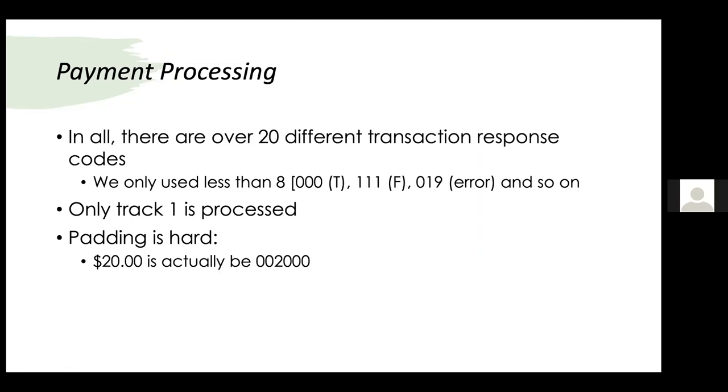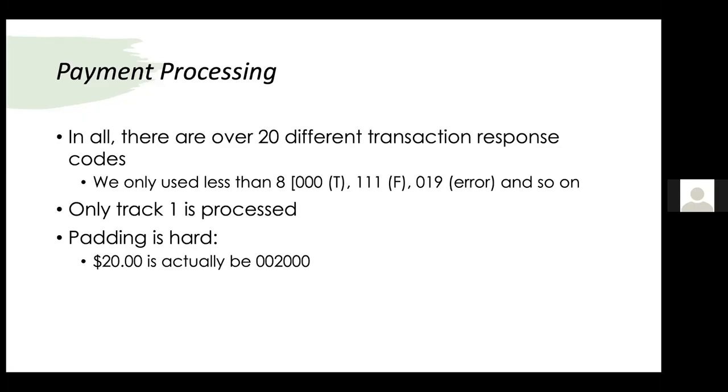So in total, it turns out there were 20 different transaction responses. We use approximately 8 of them. The main ones, though, are success, which is 000, failure, 111, or 19, which is error. There's some like insufficient funds and rejection, which were implemented to make this as real as possible because we want to simulate a real bank that someone could actually red team.